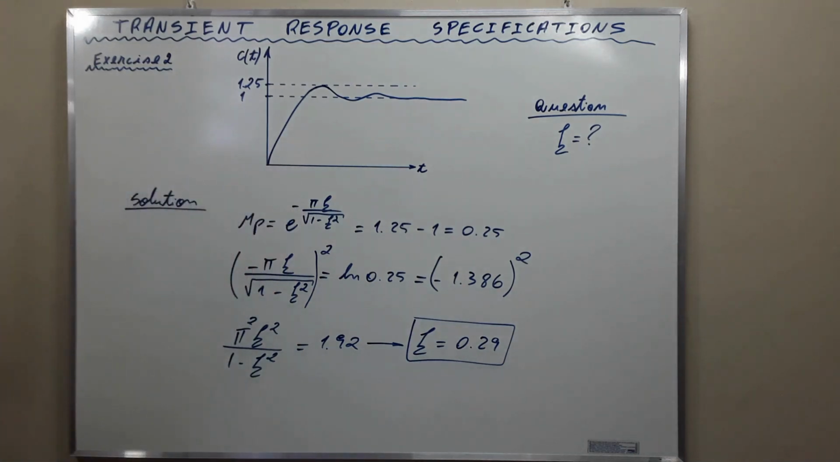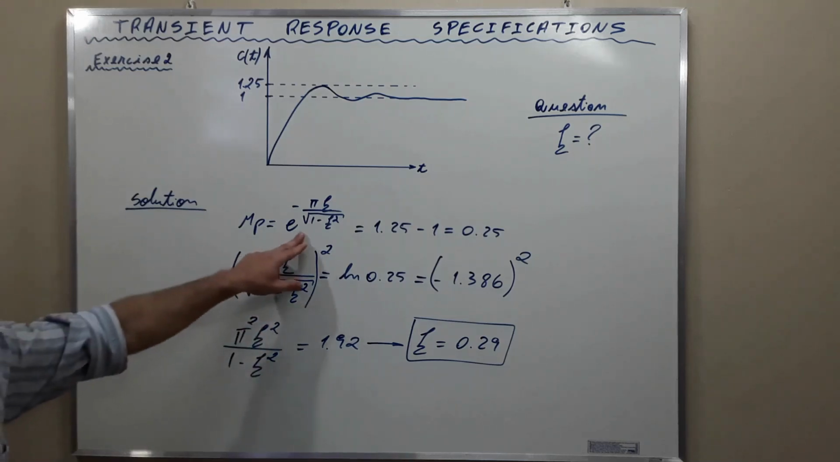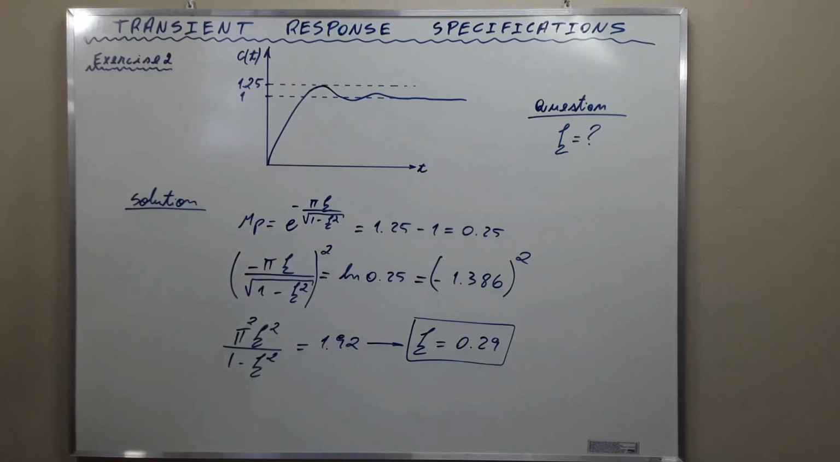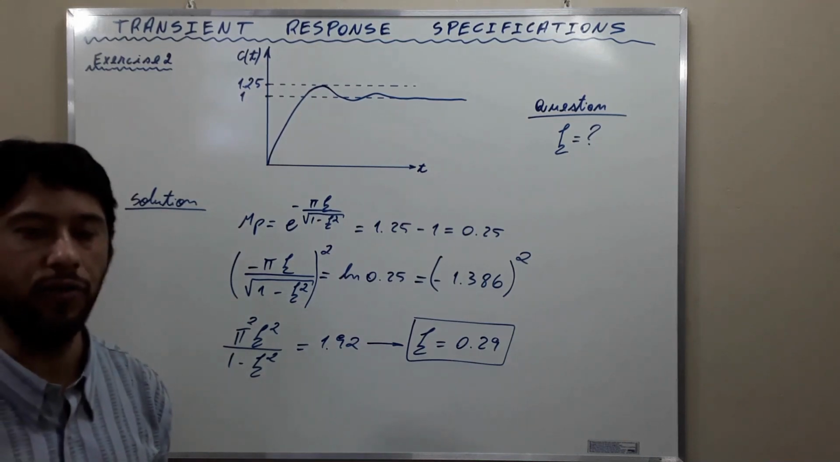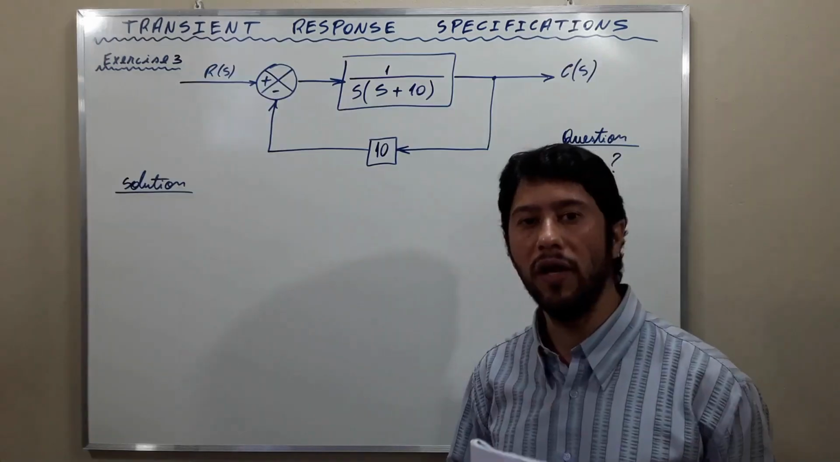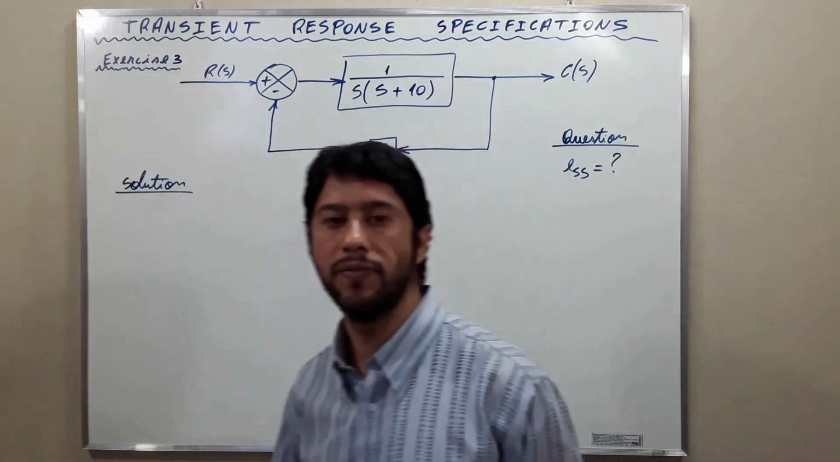Okay? Easy, isn't it? The catch here is to remember the expression for the maximum overshoot. The rest is easy. Okay, my friends, this is everything for exercise 2. Let's go now to exercise 3.